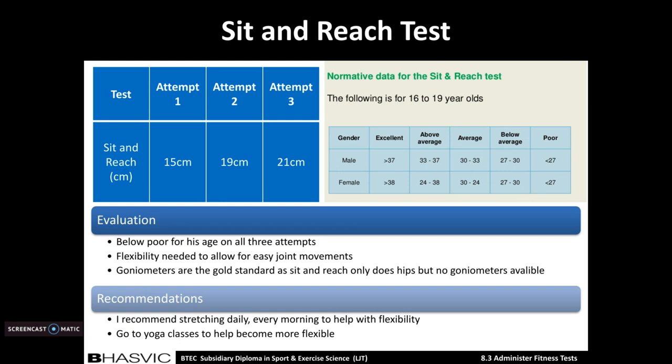My recommendations for increasing flexibility for my client is by performing stretches every morning when they get out of bed, and by attending a bi-weekly yoga class to help increase his flexibility all round, not just at the hips. This is needed as his flexibility levels are poor. However, hip flexibility is not necessarily the most important component of fitness to have during a basketball game, so it might not be at the top of his priority list.